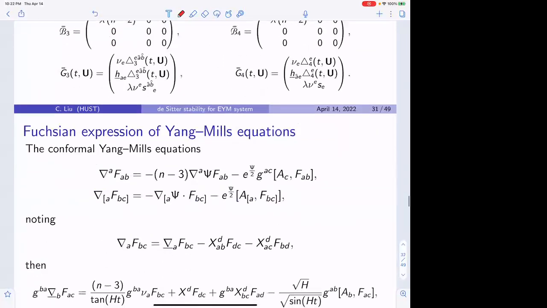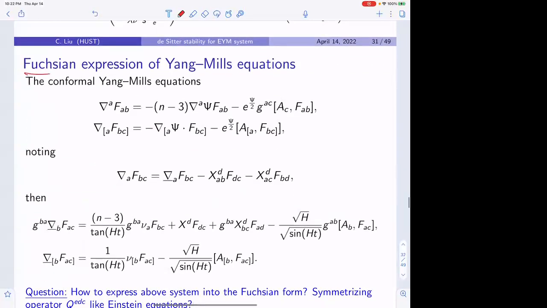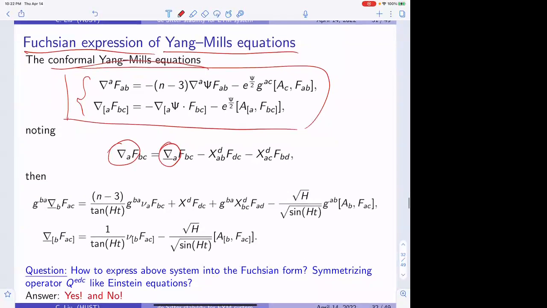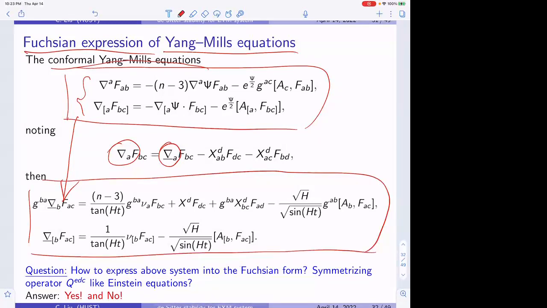Okay. Next, let's talk about the function expression of the Yang-Mills equation. First, you can write down the conformal Yang-Mills equation in this form. After you write this down, we want to express this unknown covariant derivative by the background covariant derivative, then you can write the conformal Yang-Mills equation into this form.